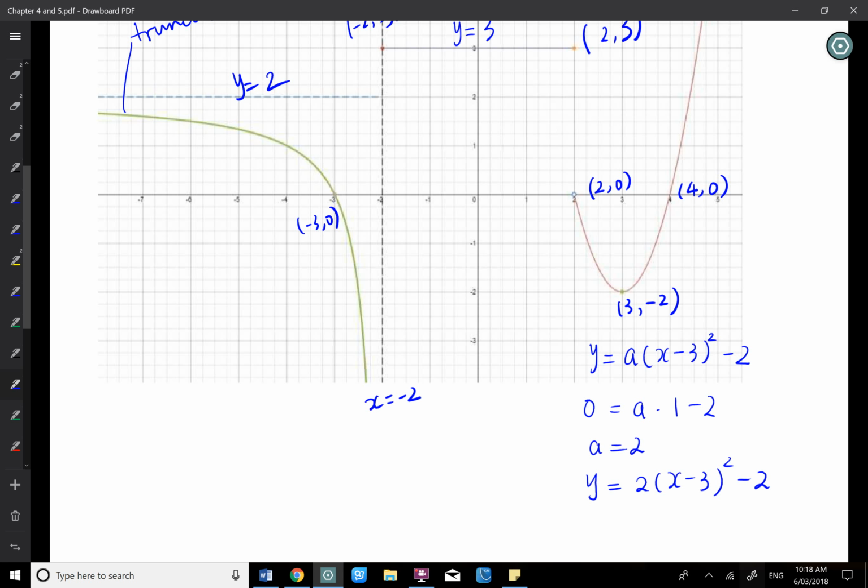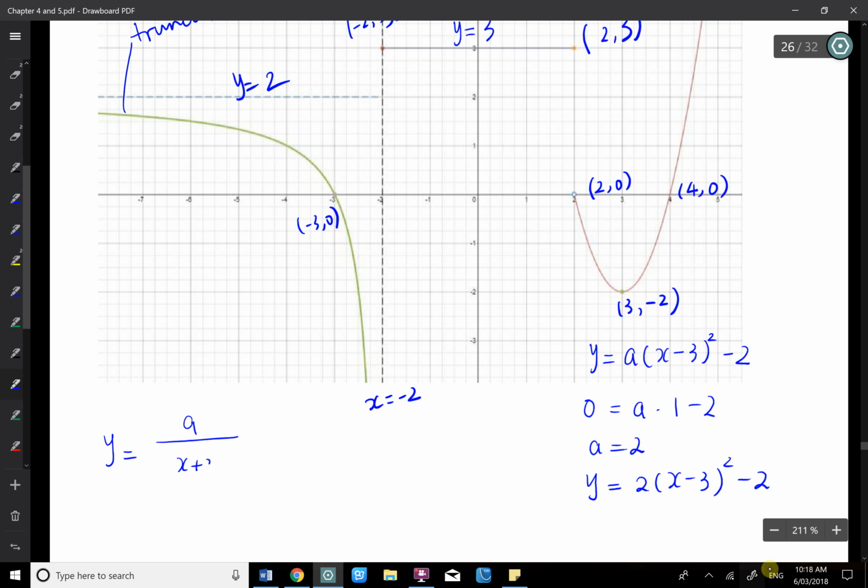Okay, last one for a truncus. For this truncus, we have x asymptote at -2 and y asymptote at 2. So what we'll have is y equals a over (x plus 2) squared plus 2.